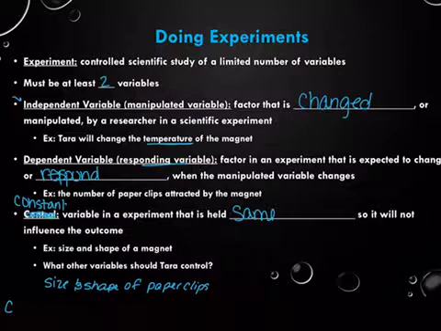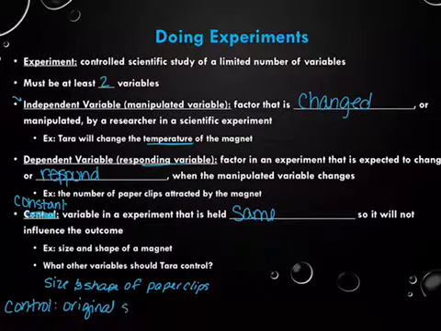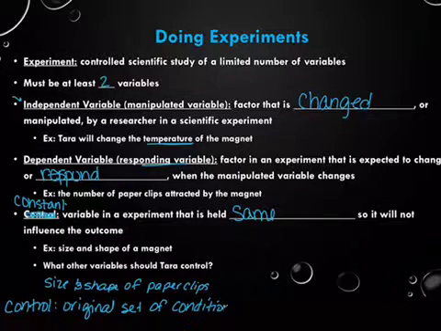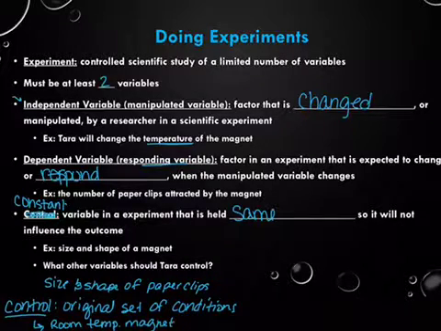So then we have the control, which is the original set of conditions. So when I was talking about how before she cools the magnet down she uses a room temperature magnet, that would be the control, because that gives us a baseline, some baseline data.